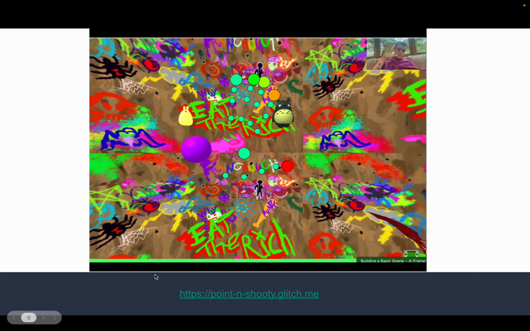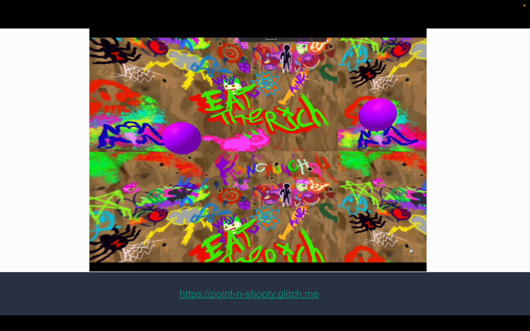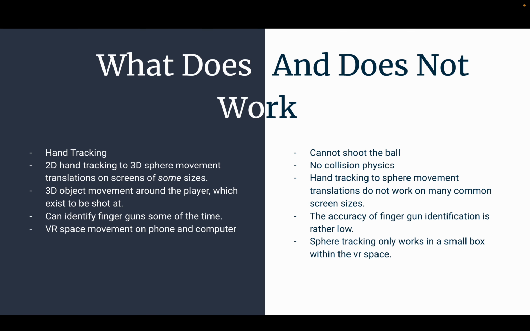As you can see here, I am controlling the balls with my hands. That is because the balls are in the 3D space while the fingerprints are still in the 2D space. And they have a different implementation, which I will talk about later. So what does and does not work? Hand tracking works. 2D hand tracking to 3D sphere movement translates on screens of some sizes. I'll get into that later, of course.